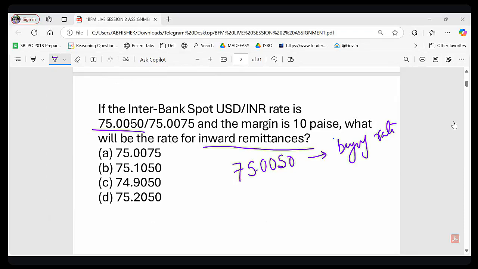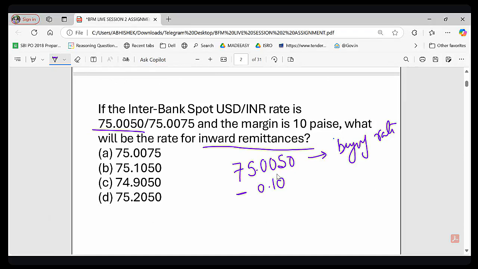Other people who have joined the session, please type. What do you think about the margin? Yes, correct. For inward remittance, the bank buys at a lower rate, so the margin is deducted from the interbank buying rate. Now let's calculate step by step. Start with the buying rate, which is 75.0050. You subtract the margin of 10 paisa, which will be 0.10.